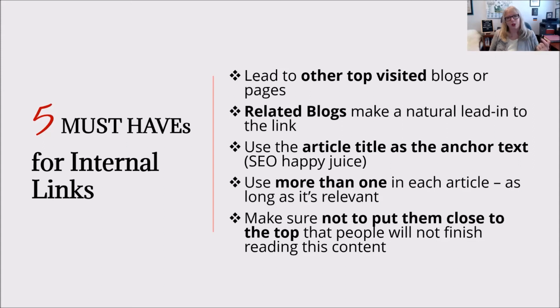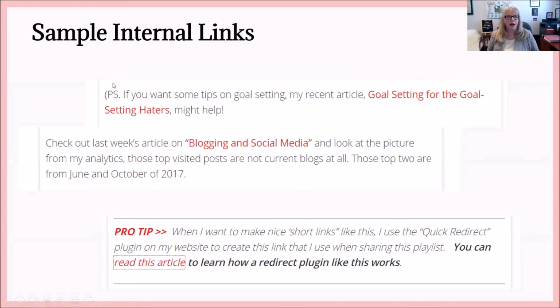So I sometimes like to throw in what I call like a pro tip, so I make it stand out a little bit. So here's a couple samples for me. I've done some as a PS, so you can see my recent article, goal setting. And so the goal setting for goal setting haters is the actual link. Check out last week's article on blogging and social media. Again, that's the title, and it goes in there. Or sometimes I'll make it stand out like a little pro tip. So when it doesn't necessarily fit in like I did with the other two, and I want to sort of make it stand out, I'll put a line above and below, a little pro tip note, and then tell people, if you want to do this, here's one way that you can do it. And that just explains it a little bit more for them.